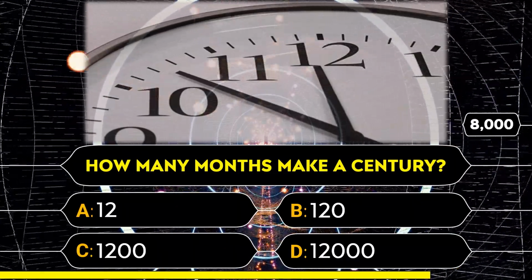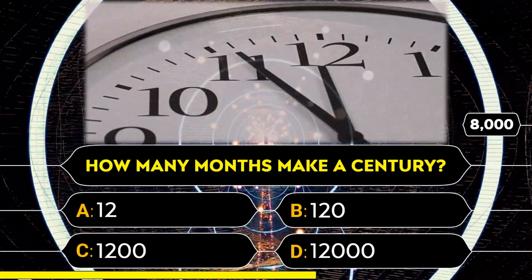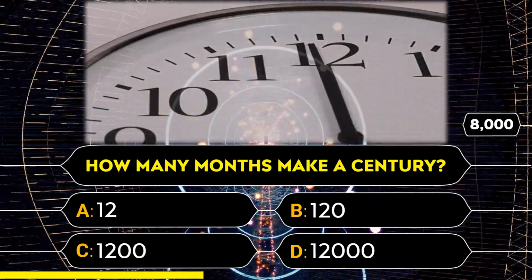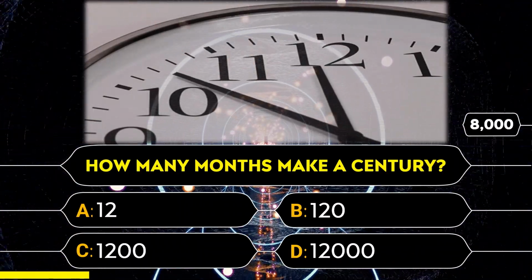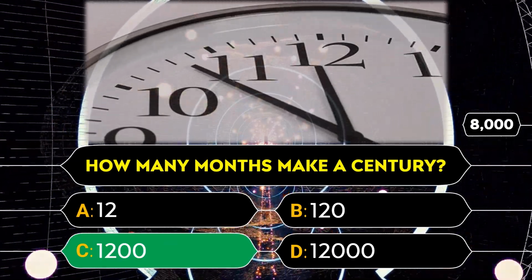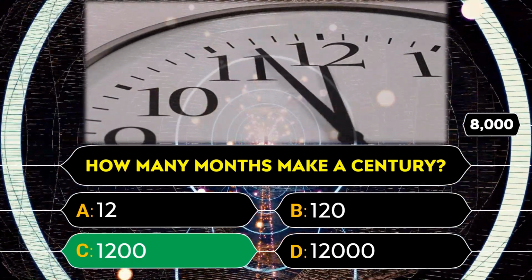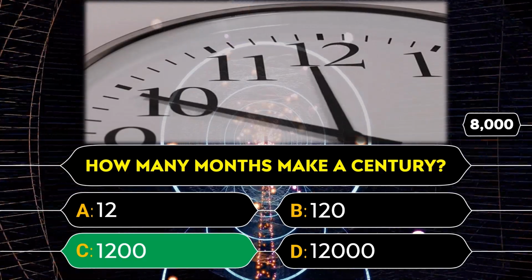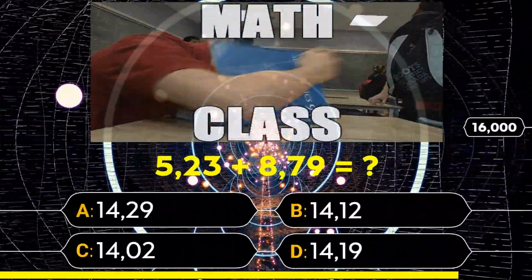Try to answer within the time limit. Tell me, do you know how many months make a century? There are 1,200 months in a century. A century contains 100 years, and a year has 12 months, so 100 times 12 is equal to 1,200 months. Here is your next question already.